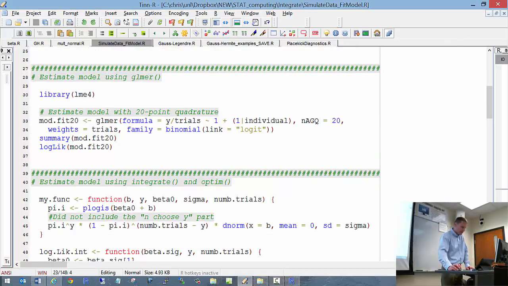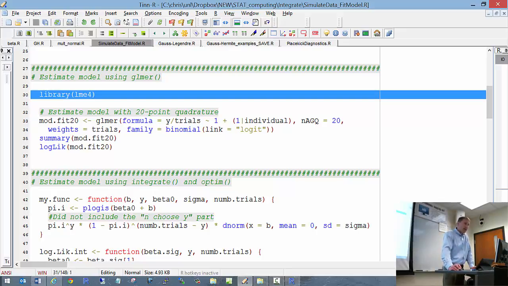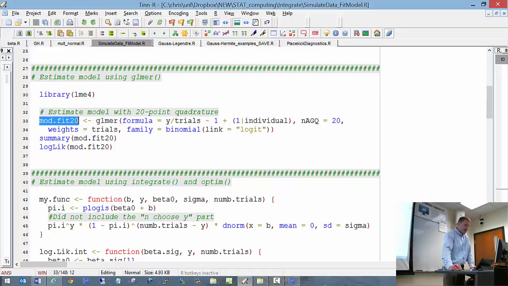Okay. So to do this, first of all, in R using the glmer function, I have to download and install the lme4 package. LME stands for linear mixed effects. Then I'm going to put my results into something called mod.fit20, for lack of a better name. And I say glmer, formula equal.